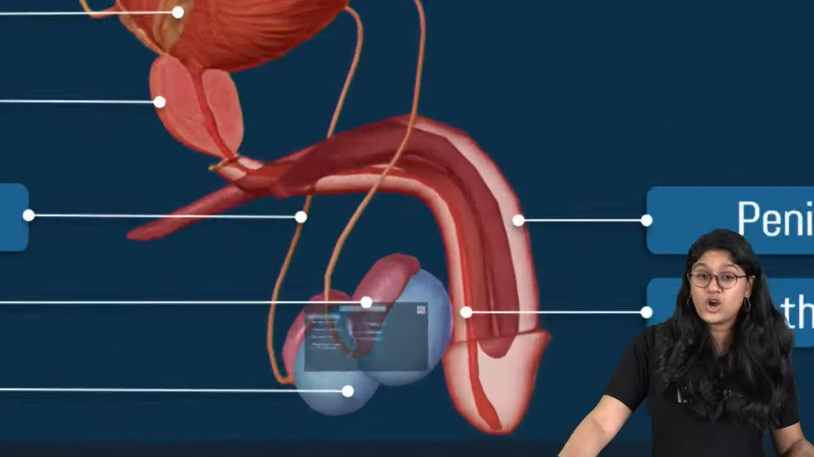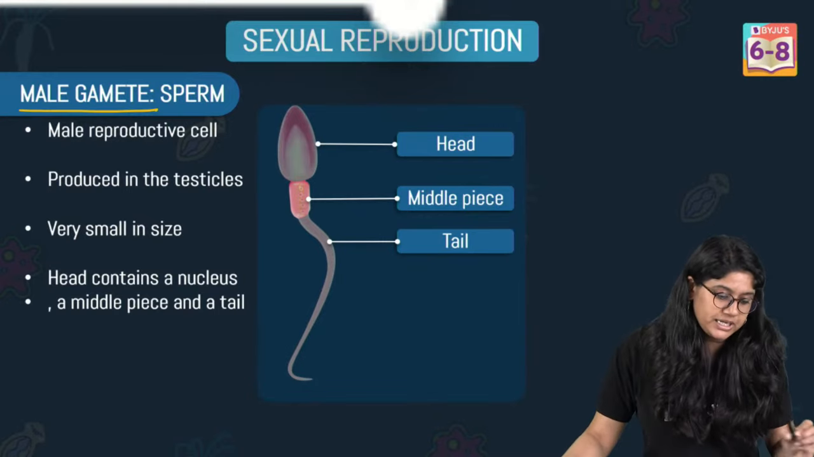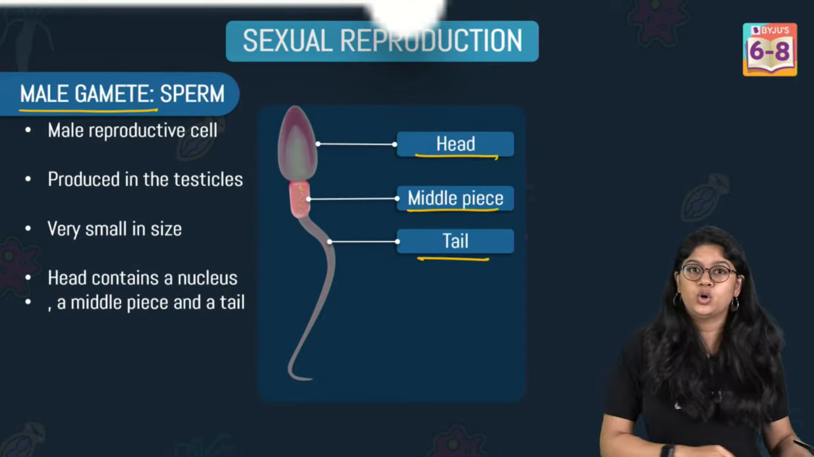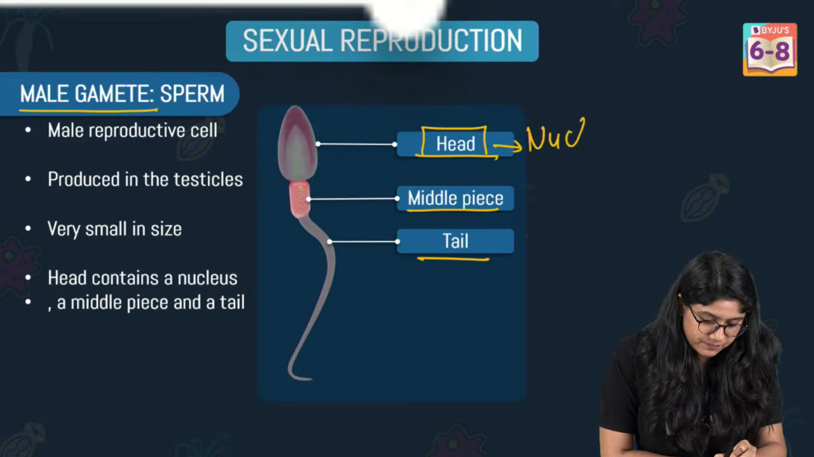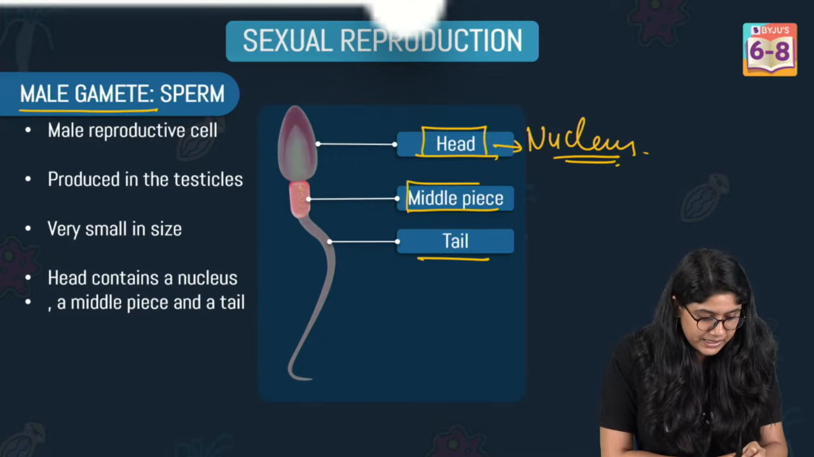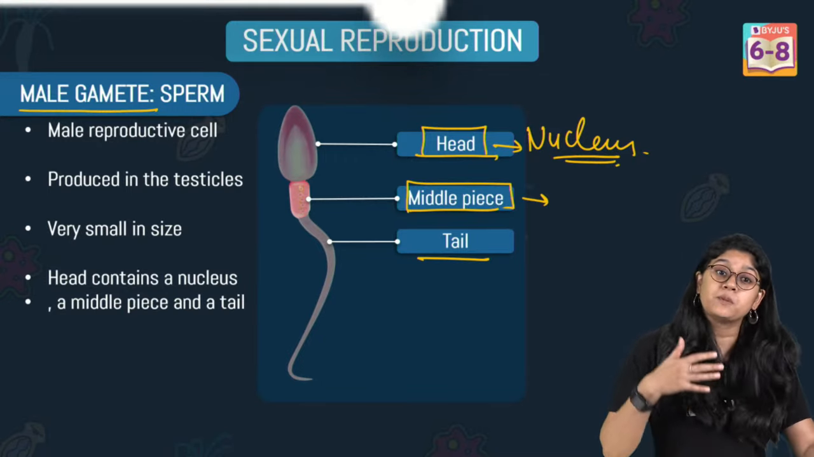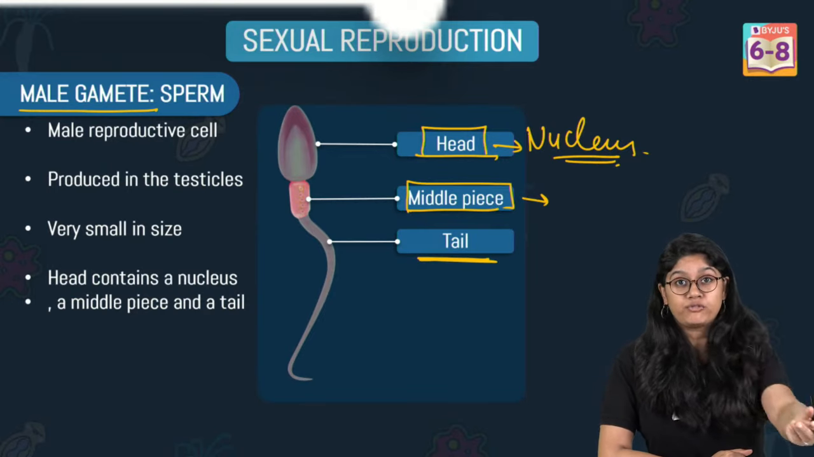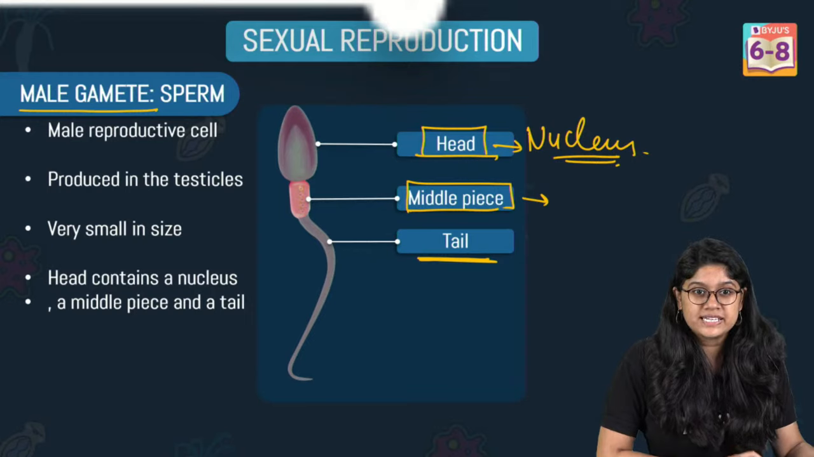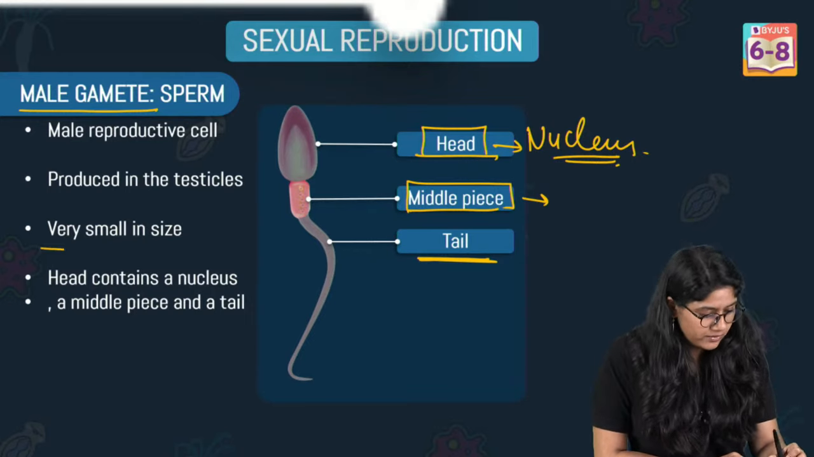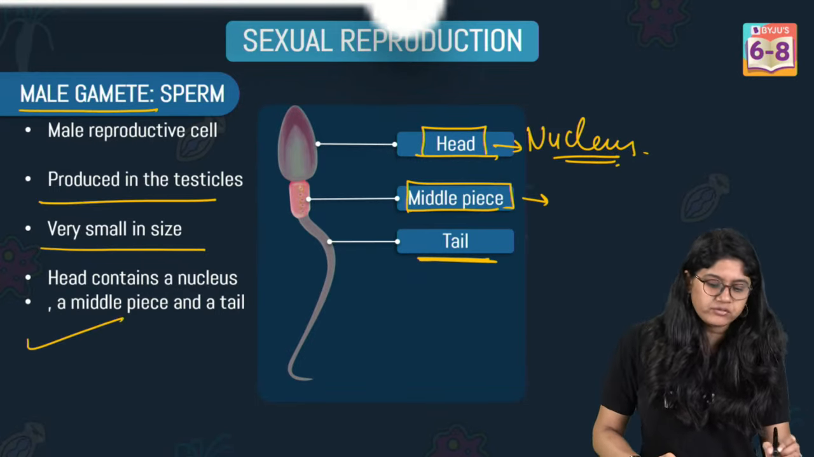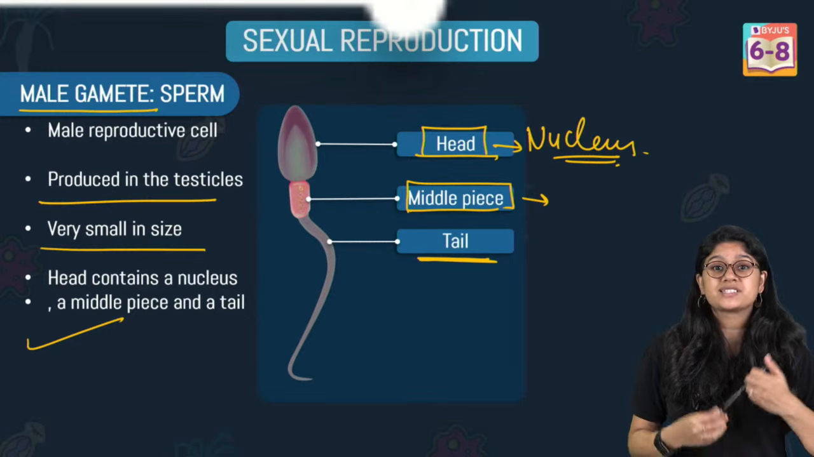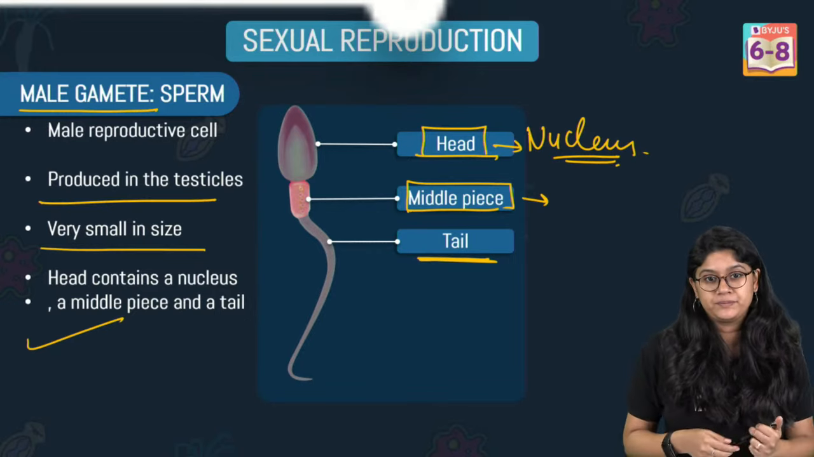Then of course, they can ask you about the sperm, which is a male gamete. So this is how the sperm looks, okay? It has a head, middle piece, and a tail. In the head, it has the nucleus, which has the genetic material. The middle piece has the mitochondria that provide the energy for the sperm to move. Then we have the tail, which helps in the movement of the sperm. Clear? They're really very small, produced in the testicles, and they have these three important parts. Yes, Padmini, mitochondria is present in the middle piece. It provides the sperms the energy to move forward. Clear?